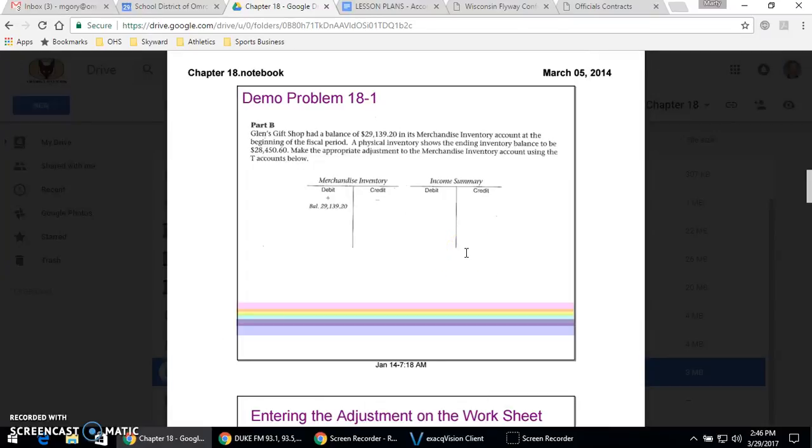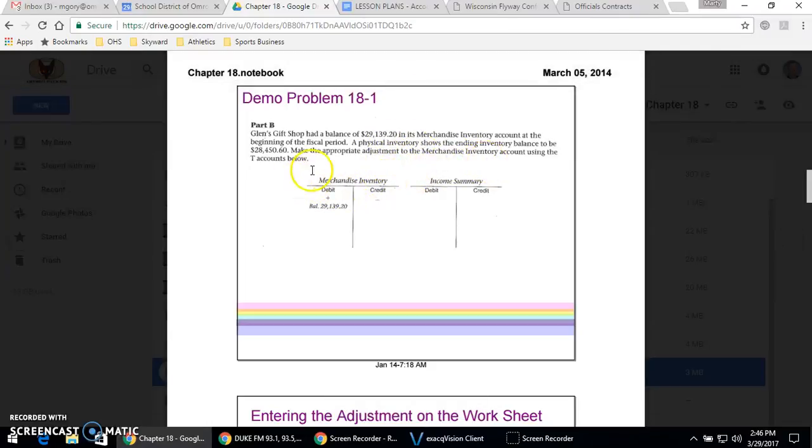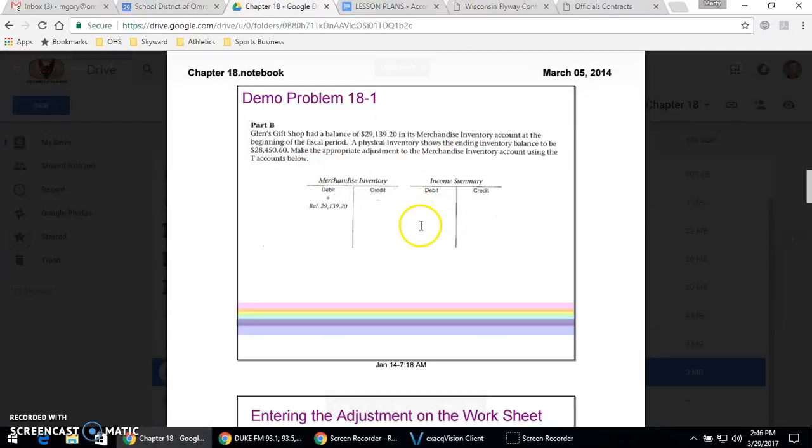Now, another demo is part B, in which you have another scenario where merchandise inventory numbers are counted and recorded at the beginning of the period and also at the end of the period. Taking that information, we need to do a calculation and then record the adjustment. So give that one a try also, and we will also be taking a look at this one next time we meet in class.